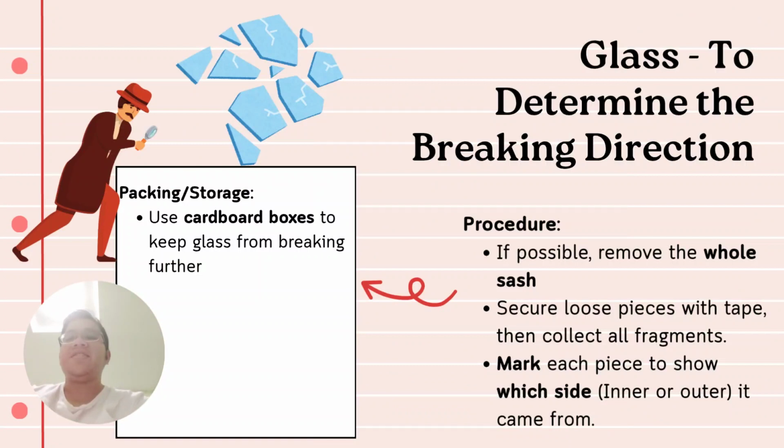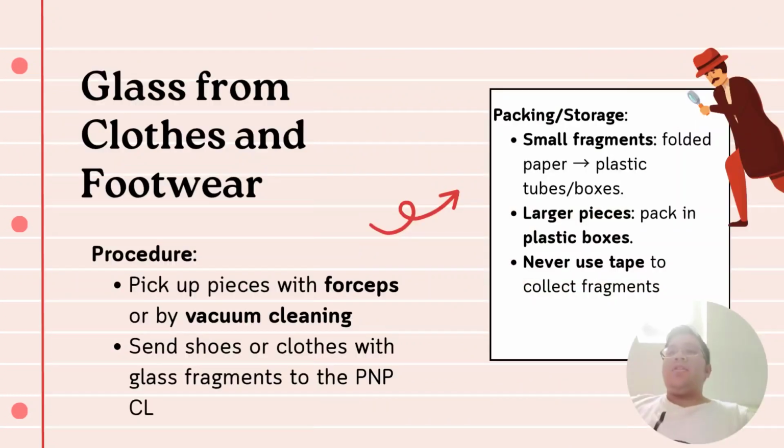Now for the packaging, it's still the same as with the glass evidence from the crime scene, wherein you use paper foldings or paper wrappings before putting it in the cardboard box to keep the glass from breaking any further. Now for glass from clothes and footwear, the procedure states to pick up the pieces with forceps or by vacuum cleaning, but it's better to use the handheld one rather than the big vacuum, and send the shoes or clothes immediately with the glass fragments to the PNP Crime Laboratory as fast as possible.